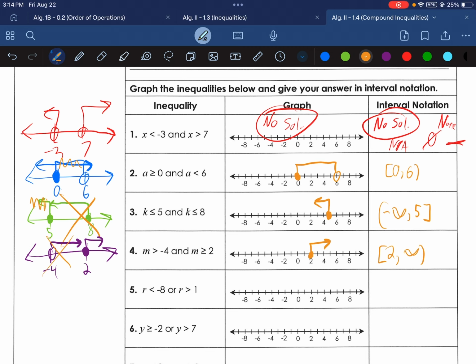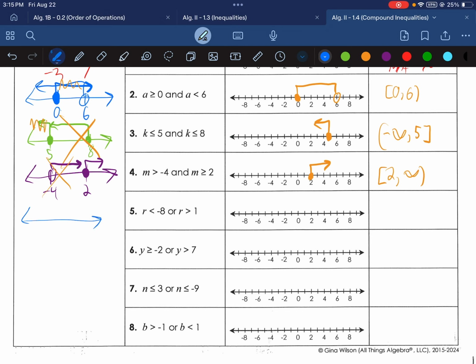Numbers 5 through 8 deal with OR compound inequalities. Once again, I'm encouraging rough draft graphs here. So -8 is smaller than 1, so I'm going to put -8 on the left, 1 on the right. And less than -8, open circle to the left. Greater than 1, open circle to the right. And that looks like a normal OR graph, which it is, similar to how number 2 was a normal AND graph. Number 5 is a normal OR graph.